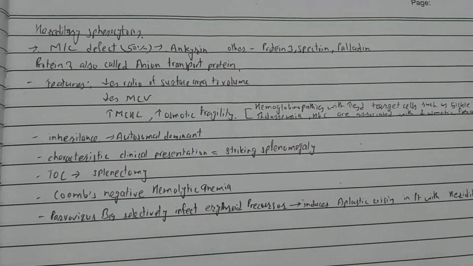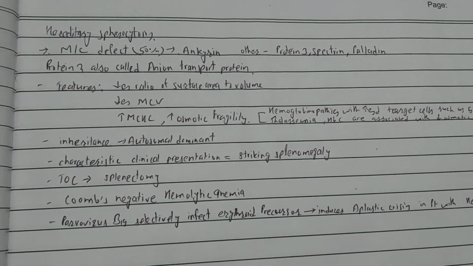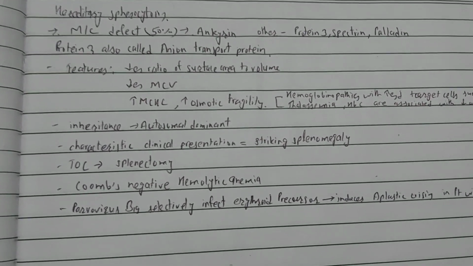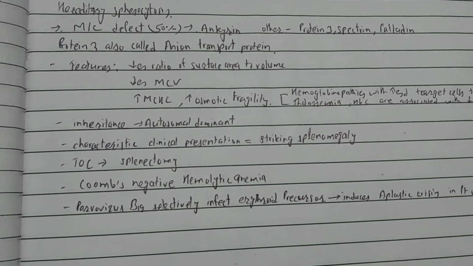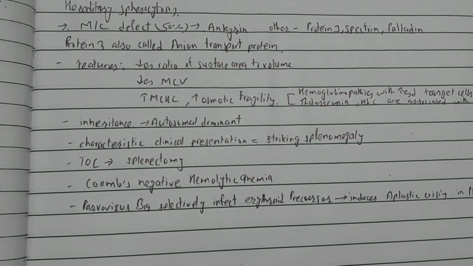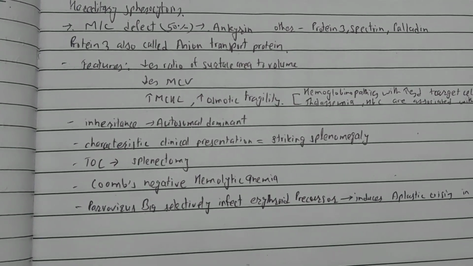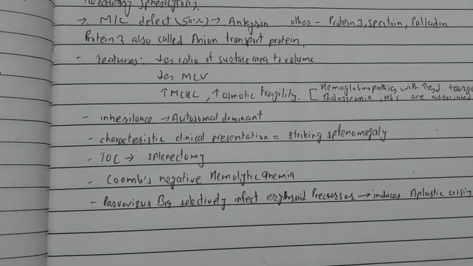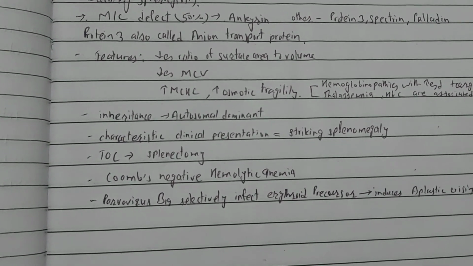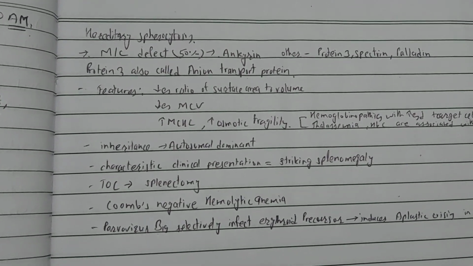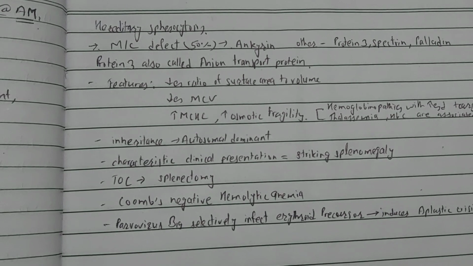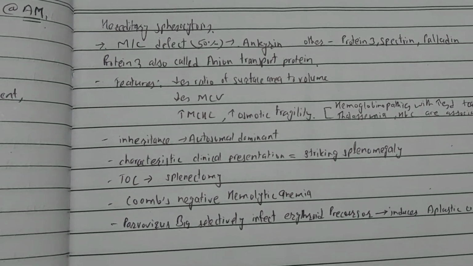Hereditary spherocytosis. It is a defect in the proteins that interact with the RBC membrane skeleton and the plasma membrane. The most common defect is in ankyrin, followed by protein 3, spectrin, and pallidin. Protein 3 is also called anion transport protein.